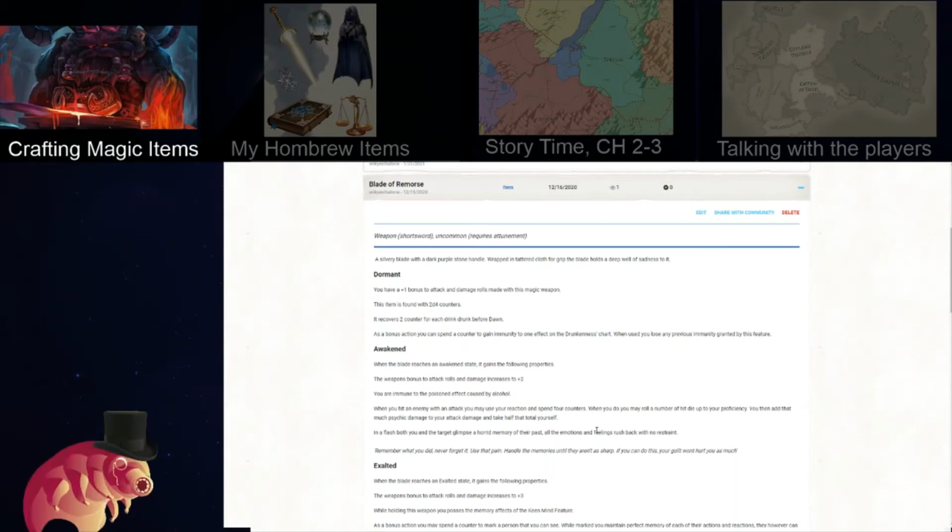When the blade reaches an awakened state, it gains the following properties. The weapon's bonus to attack rolls and damage increase to +2. You become immune to the poisoned effect caused by alcohol. When you hit an enemy with an attack, you may use your reaction to spend 4 counters. When you do, you may roll a number of hit die up to your proficiency. You then add that much psychic damage to your attack and take half that total yourself. In a flash, both you and the target glimpse a horrid memory of your pasts.